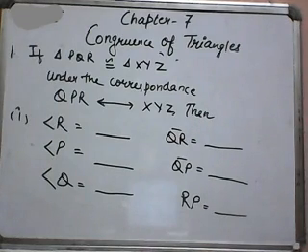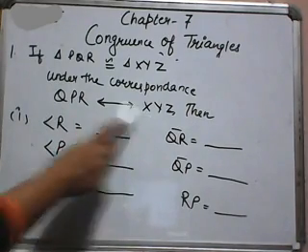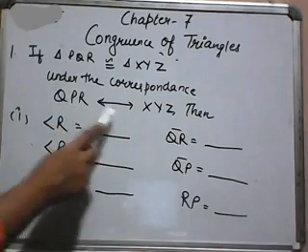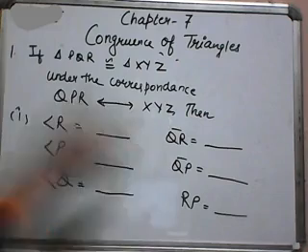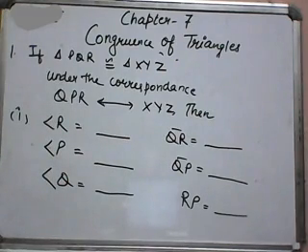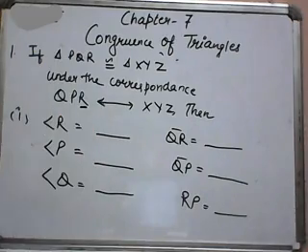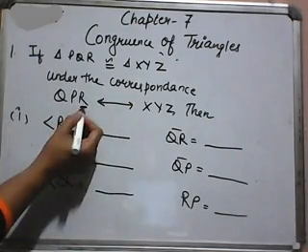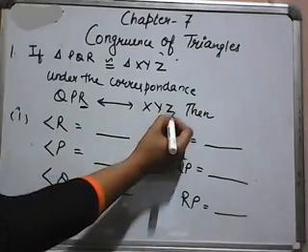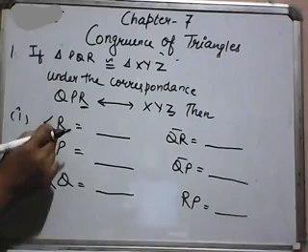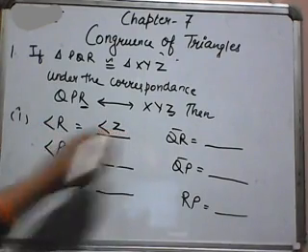In this question, triangle PQR is congruent to triangle XYZ. It is given to you, under the correspondence QPR corresponds to XYZ. It means you have to find out the equal measure of these parts. Now angle R is in third position. Here angle Z is in third position. So angle R is congruent to angle Z.